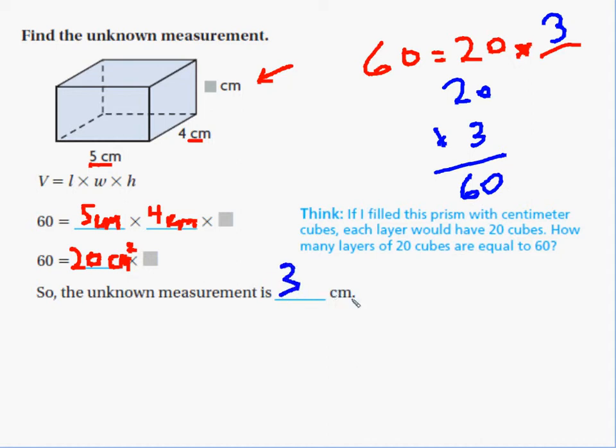Why is it not squared or cubed? Well, we're just looking at the height, which is just a single measurement. It's a single dimension. You only have centimeters squared or centimeters cubed when you multiply centimeters by centimeters. And we're just finding one of the individual measurements. We're not finding area or volume.